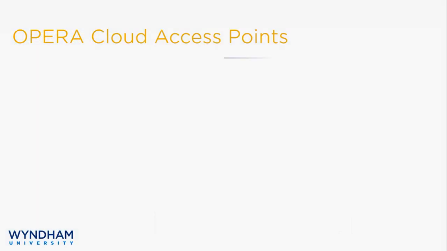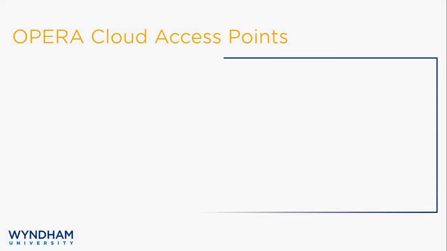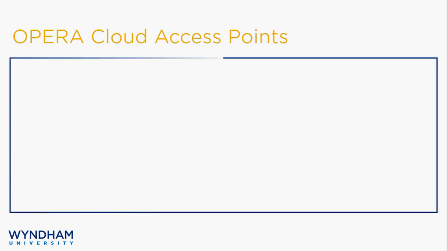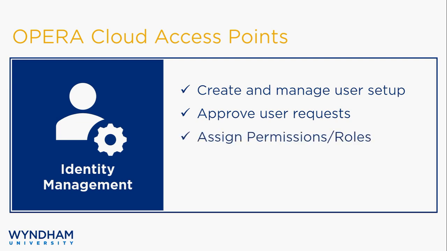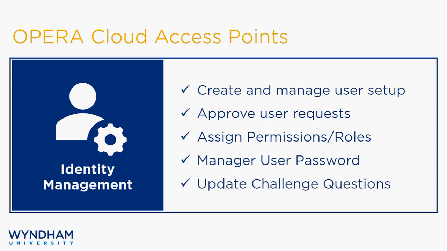The OPERA Cloud environment requires user management within two separate access points. Identity management is used to create and manage user setup. In addition, users have the ability to request access, and you'll review and approve user requests from this screen. In addition, you'll assign the necessary user roles or permissions here. Last, you'll use this section to manage your own user password and challenge questions as needed.